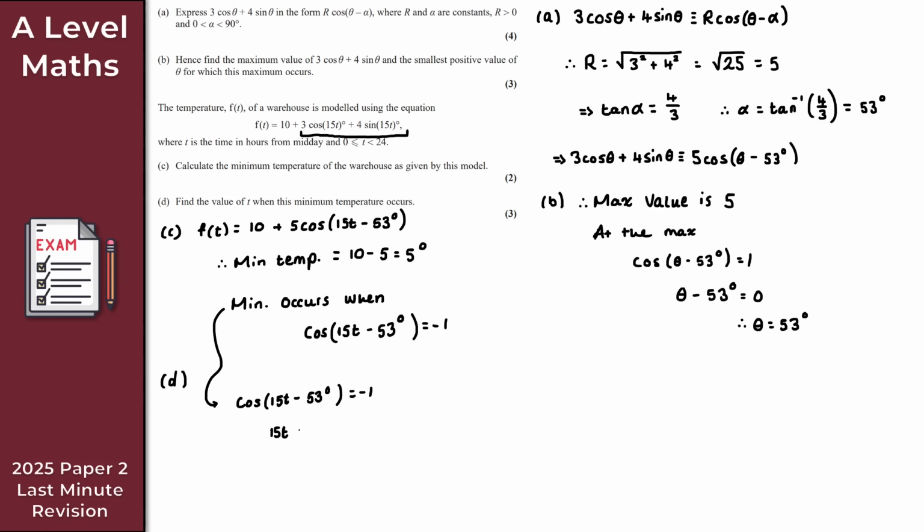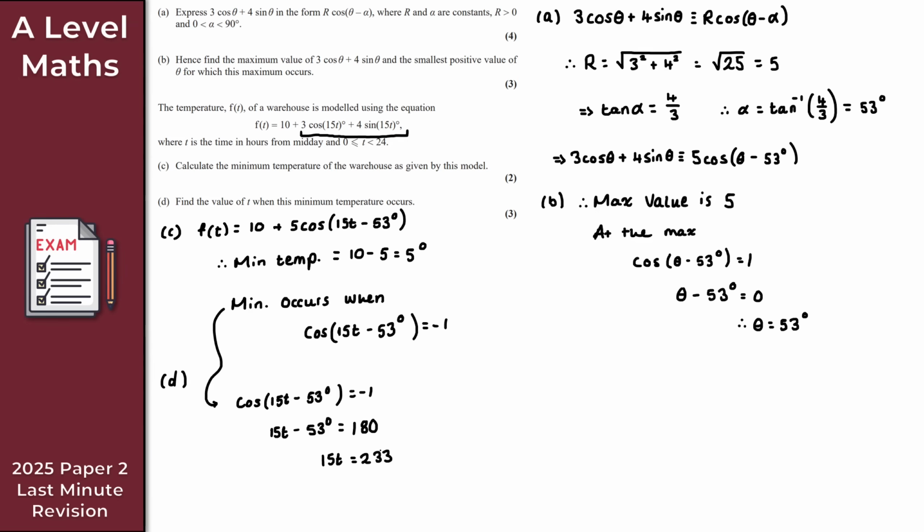So I get 15t minus 53 degrees is equal to cos inverse of minus 1. So cos inverse of minus 1 is 180. So I've got 15t minus 53 degrees is equal to 180. So add 53 to both sides. So 15t is equal to, so what is that, 233?